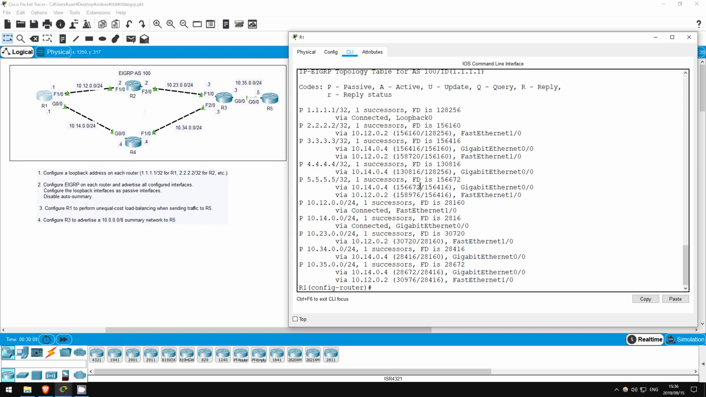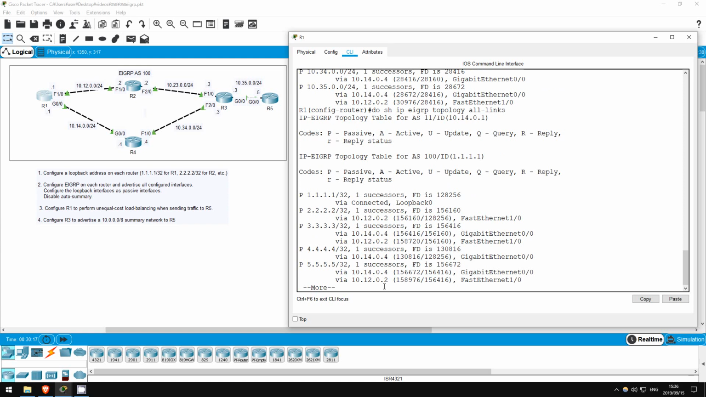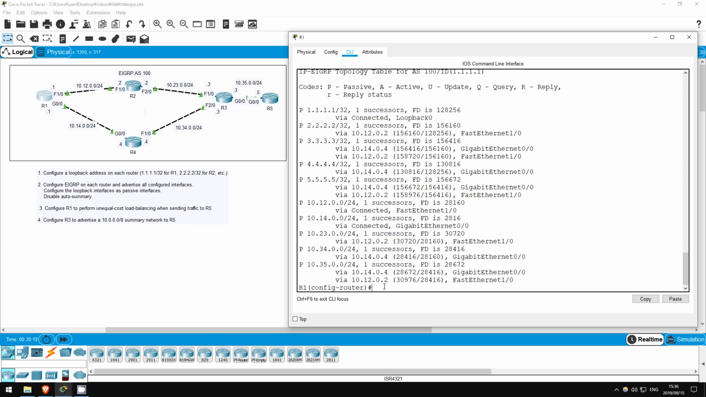However, do show ip eigrp topology all-links will display them. In this network, however, there aren't any such routes.